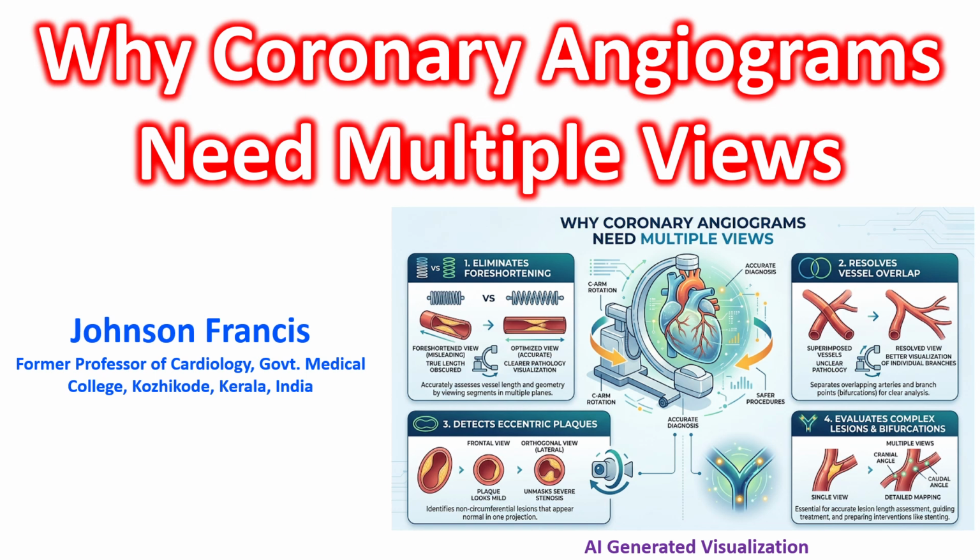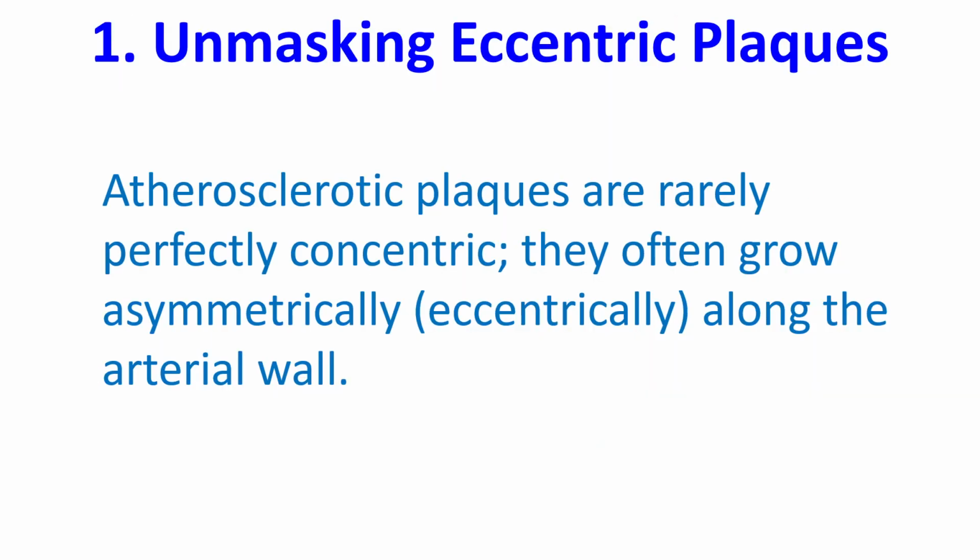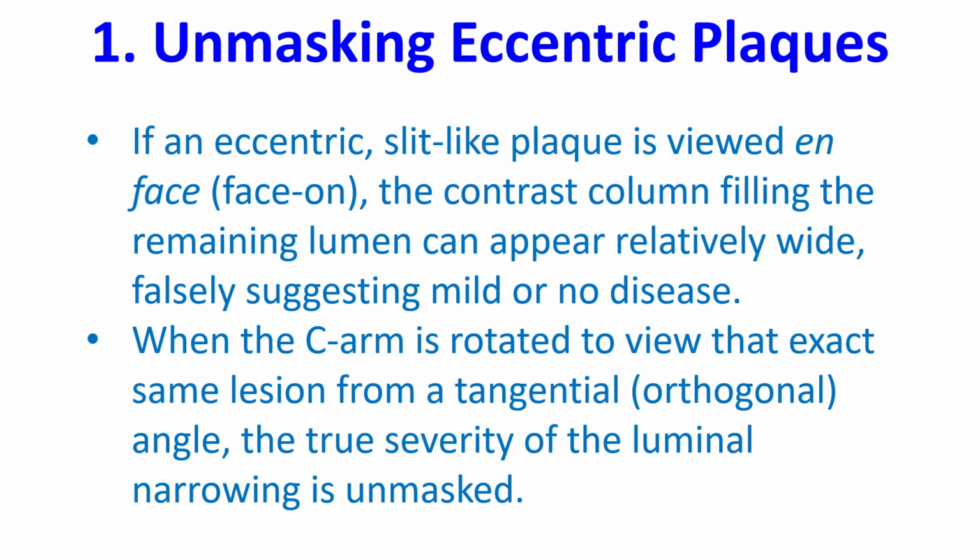foreshortening, and vessel overlap. Unmasking eccentric plaques. Atherosclerotic plaques are rarely perfectly concentric. They often grow asymmetrically, that is eccentrically, along the arterial wall. If an eccentric slit-like plaque is viewed en face, the contrast column filling the remaining lumen can appear relatively wide, falsely suggesting mild or no disease. When the C-arm is rotated to view that exact same lesion from a tangential orthogonal angle, the true severity of the luminal narrowing is unmasked.